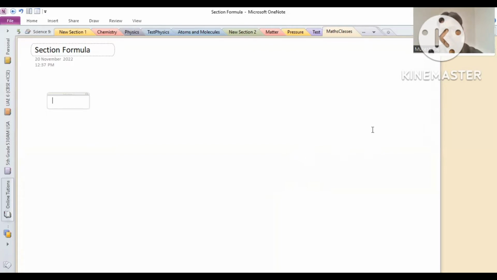Friends, welcome again into yet another session of Maths with Mukesh Raj, where we were dealing with the class 10th syllabus of coordinate geometry, and today's topic of discussion is going to be related to the section formula.